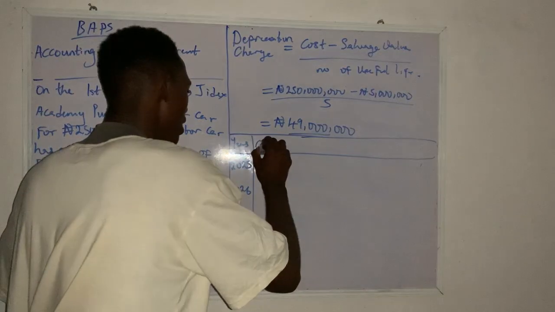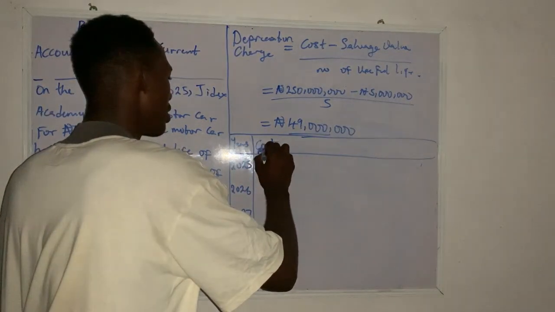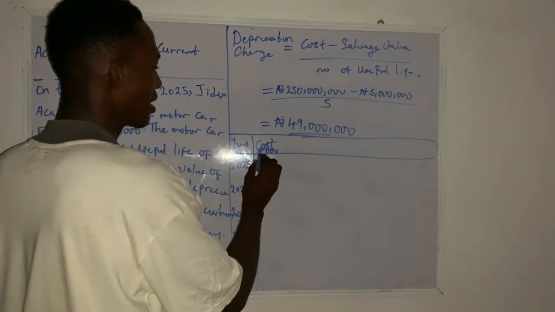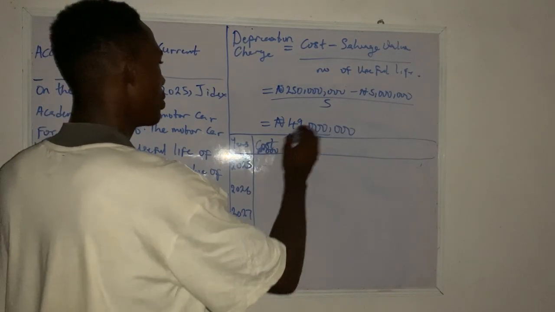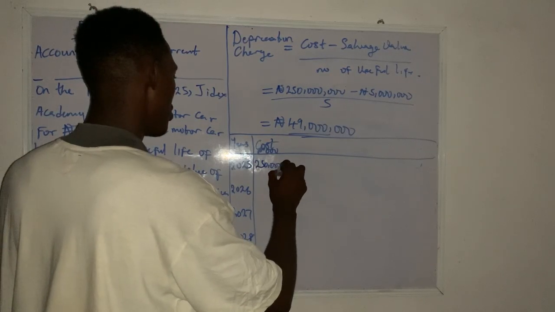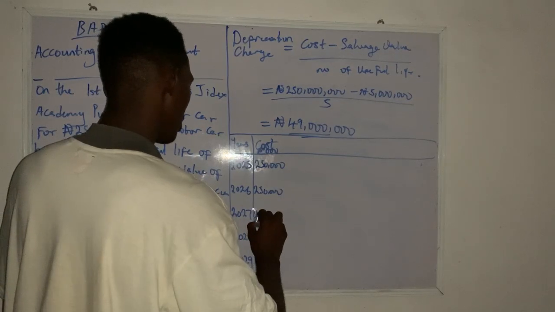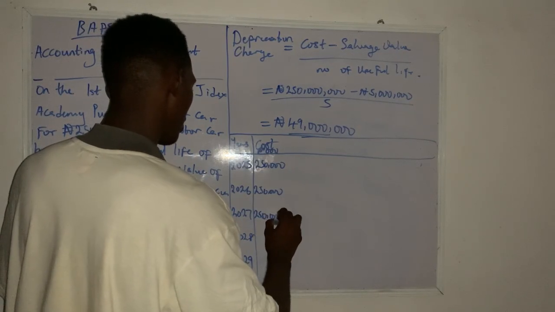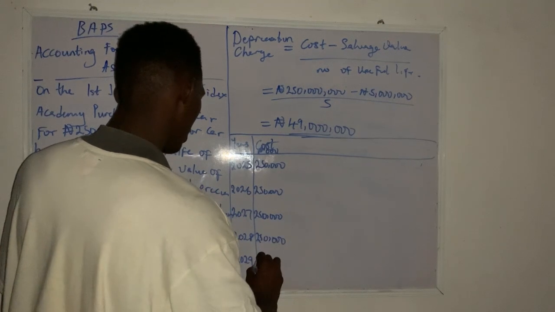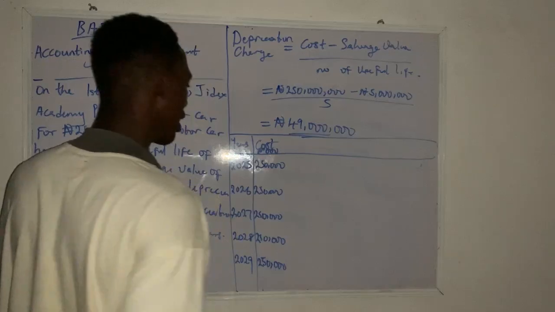Now let's do it this way. What's our cost? Let's put this in thousand. You put your currency sign and in thousand. So this will be 250,000 naira, for every year.